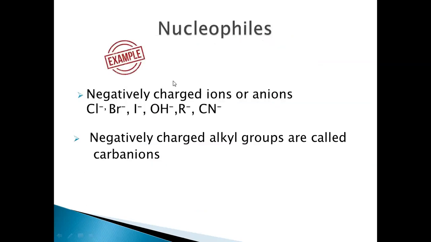And the examples for these nucleophiles are, as they are electron rich, we can definitely assume that the negatively charged ions all come under this category, like Cl minus, Br minus, and so on. And R minus, which is nothing but an alkyl group, is called a carbanion. This is very important, so let's remember this word.